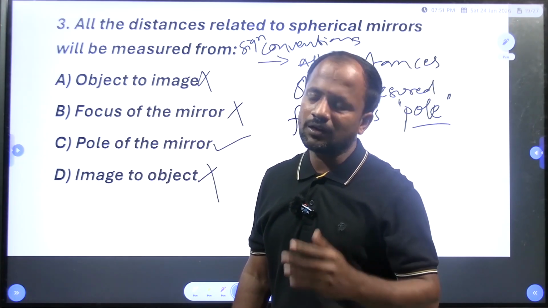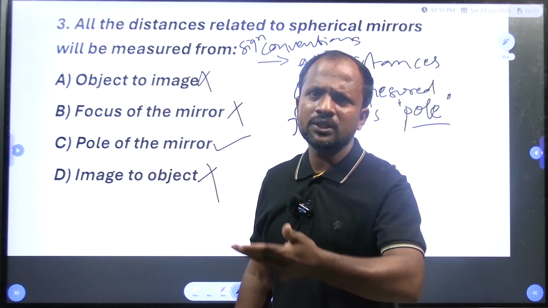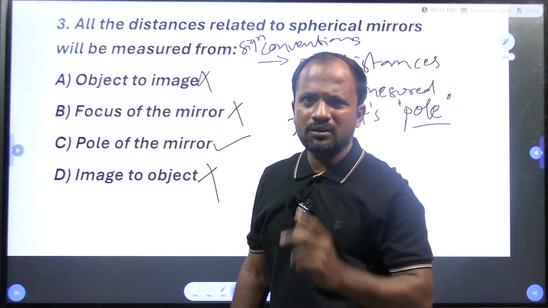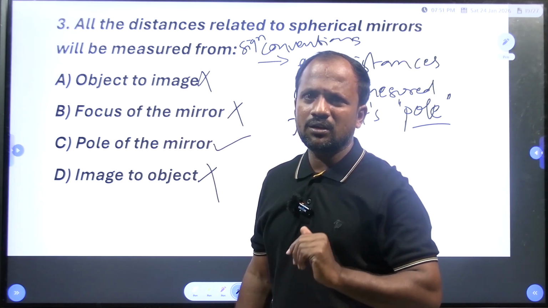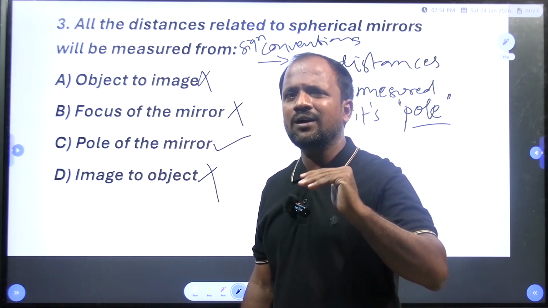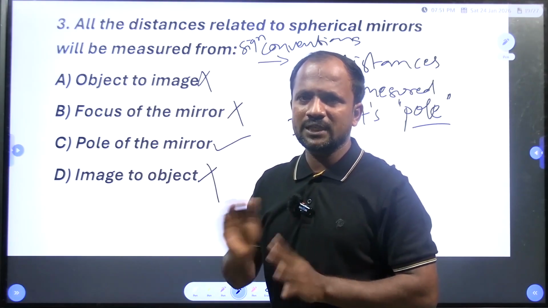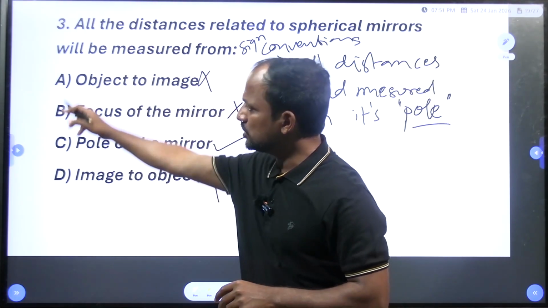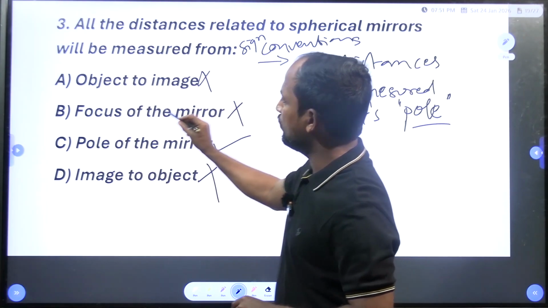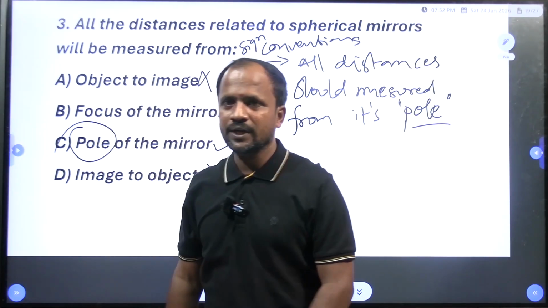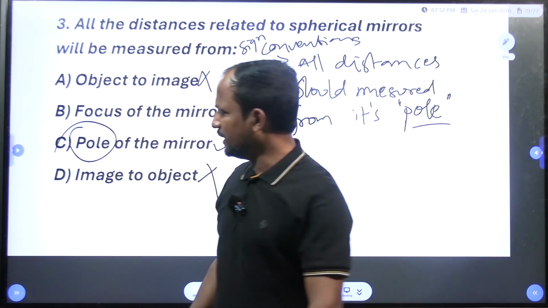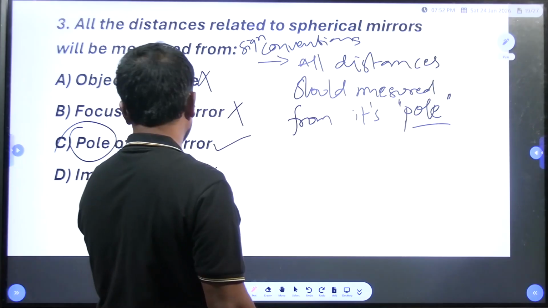Okay, if you are going to measure object distance or image distance, whether it is only the image and object, all distances should be measured from the pole point. Okay, so clear? So this is the third question.